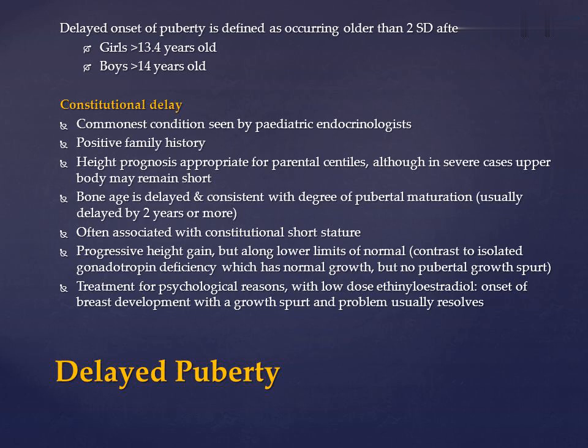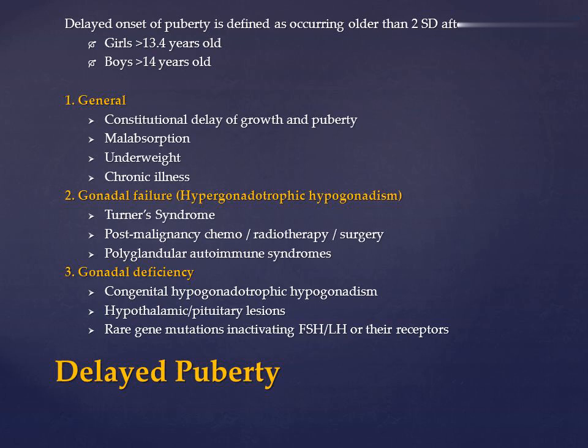Delayed puberty. Delayed onset of puberty is defined as occurring older than 2 SD after the average age. Girls greater than 13.4 years old. Boys greater than 14 years old. 1. General: constitutional delay of growth and puberty.